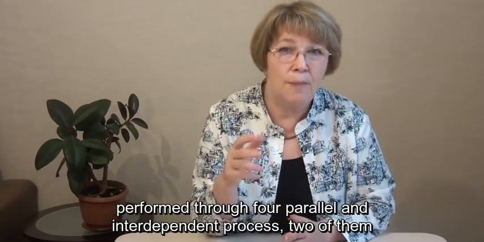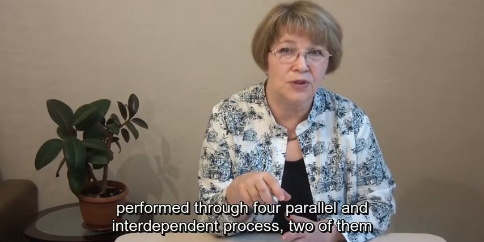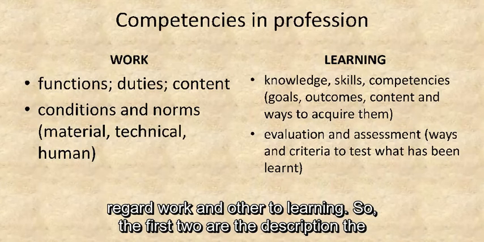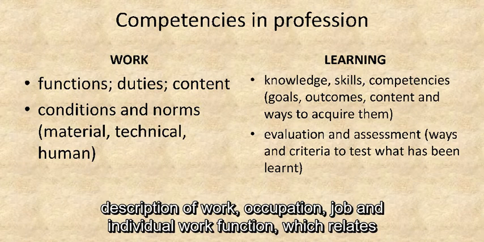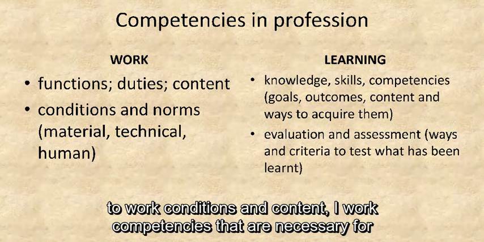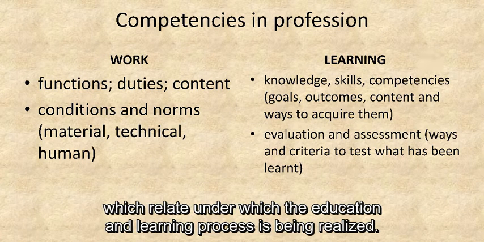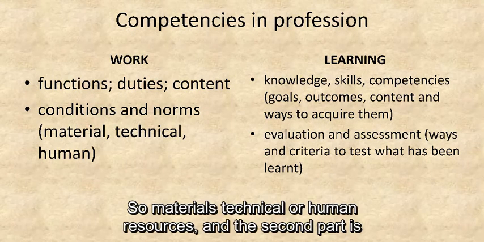The program development of basic structural elements of the program and vocational training of adults is performed through 4 parallel and interdependent processes. 2 of them regard work and the other 2 learning. So the first 2 are the description of work, occupation, job, and individual work function, which relates to work conditions and content, work competencies that are necessary for performing a certain job and tasks, and specification of conditions and norms under which the education and learning process is being realized, so materials, technical or human resources.